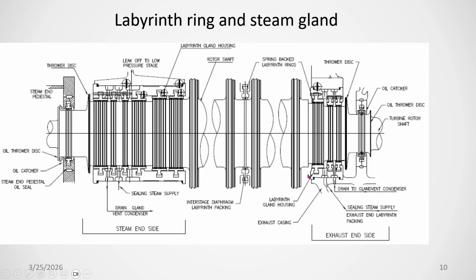You see, this is the gland portion. You see where the sealing steam is coming. Once the sealing steam is coming, you see the sealing supply line. From here it will go to this side, it will come to this side, and from here it will go to this side. It will go to vent.